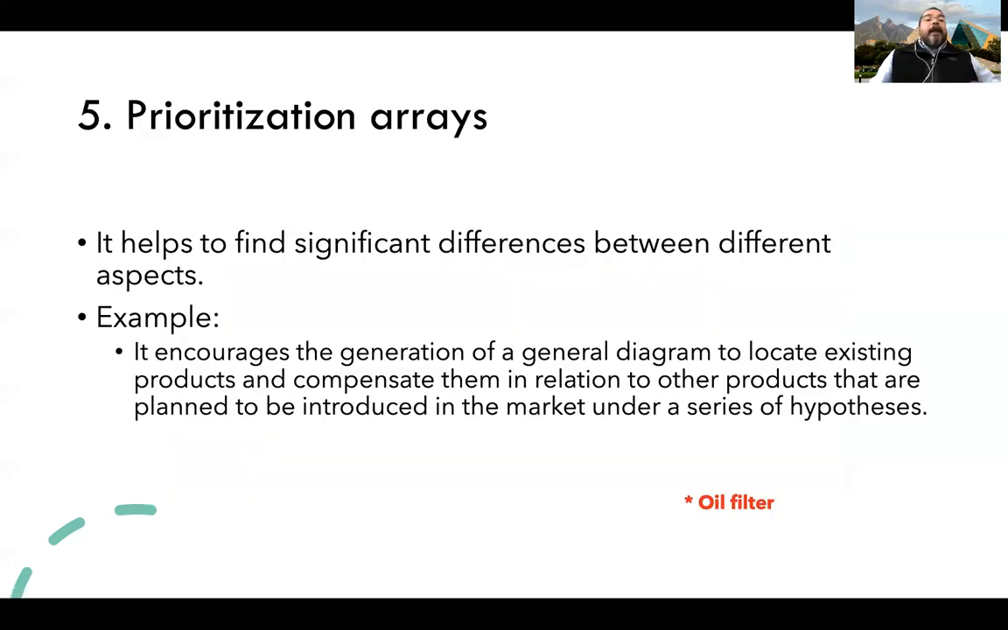There is also the diagram that is prioritization arrays. So we can analyze a specific aspect of our project, of our solution, and see, according to one concept, for example efficiency or the rate of success, how each of the set of activities established in the tree diagram is going to be successful or not according to the situation that we are living. It helps us to find significant differences between different aspects. For example, it encourages the generation of a general diagram to locate existing products and compare them in relation to other products that are planned to be introduced in the market under a series of hypotheses.